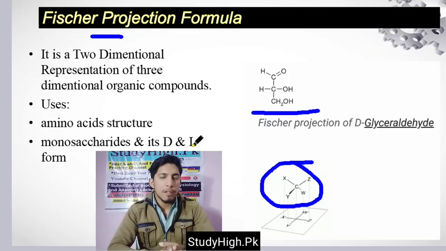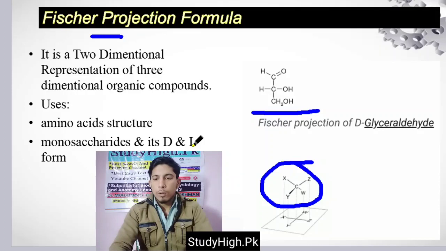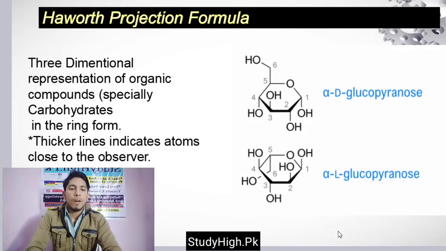Our Fischer projection formula is helpful in studying the different types of monosaccharides. So you must know what the Fischer formula is because it is going to help you in further studying our biochemistry. The second important projection formula is the Haworth projection formula.